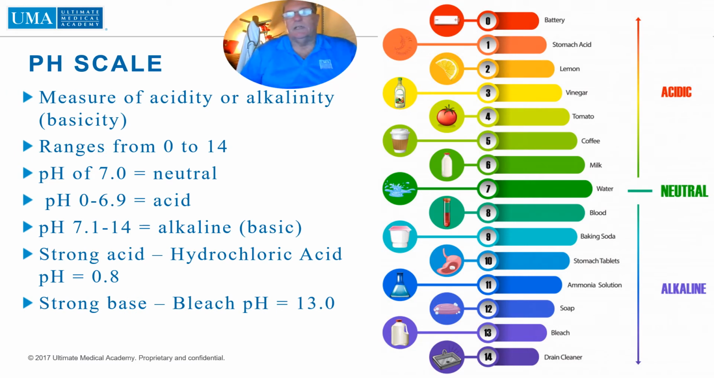This is an illustration of the pH scale. As you can see, it's measured from 0 to 14, 0 being the most acidic and 14 being the most alkaline. It's important to understand the importance of pH value within the human body. As I stated earlier, 7.4 is the pH value that the body strives to maintain.